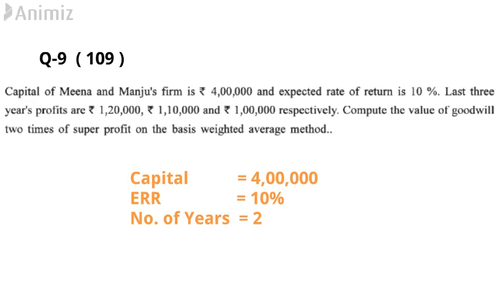Here it is clearly given in the sum that we need to follow the weighted average method, but sometimes the question does not specify whether you need to calculate on the basis of the weighted average method or the average method. So it depends on you: if there is an increasing trend or decreasing trend, then you compulsorily need to follow the weighted average method. Here there are 3 conclusions from the question. First is capital, that is 4 lakh, expected rate of return is 10%, and the number of years is 2 years. Okay, let's move further.